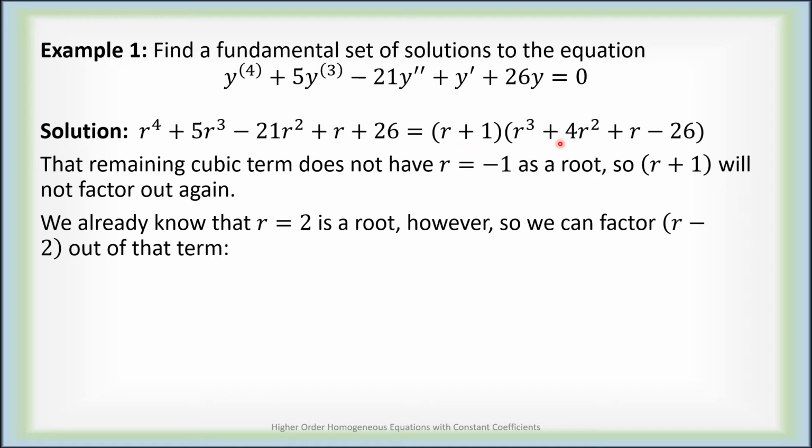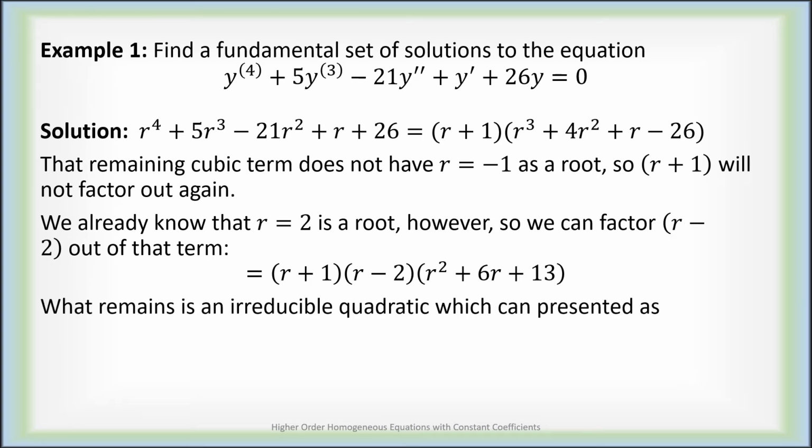So r equals 2 must be a root of this cubic term, and indeed you can go ahead and verify that it is. Now this means that r minus 2 can be factored out of that cubic, and we're not going to show the details. Once you factor r minus 2 out of the cubic, what's left behind is r squared plus 6r plus 13. Now that's a quadratic which is irreducible.